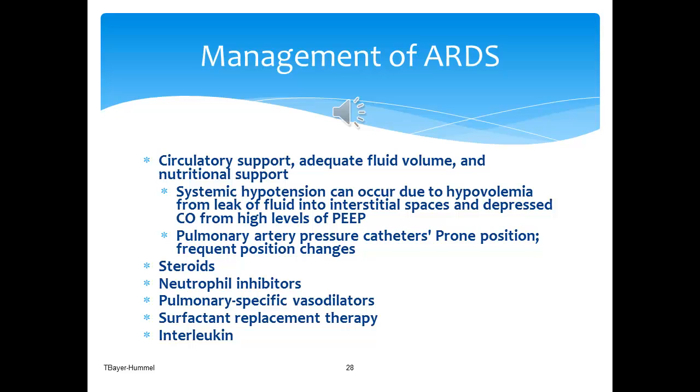Systemic hypotension can occur due to hypovolemia from the leakage of fluid into the interstitial space, a type of third tissue spacing, and depressed cardiac output from high levels of PEEP, which is again positive end expiratory pressure.